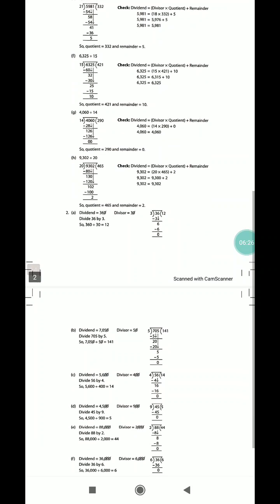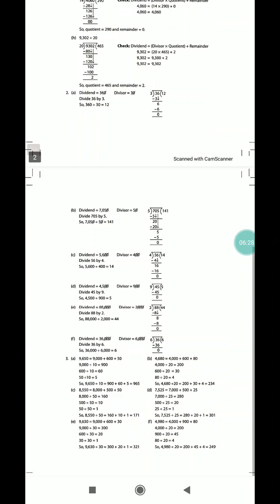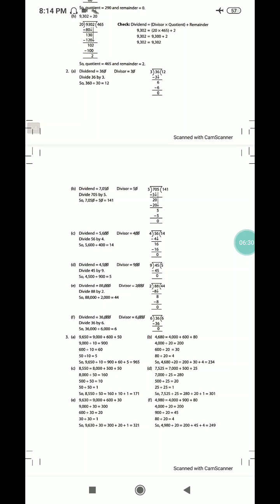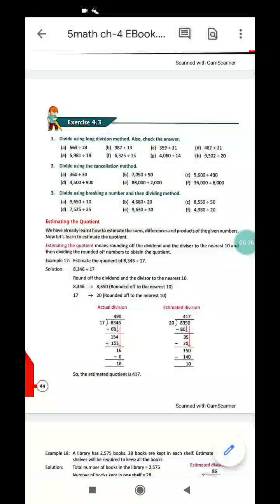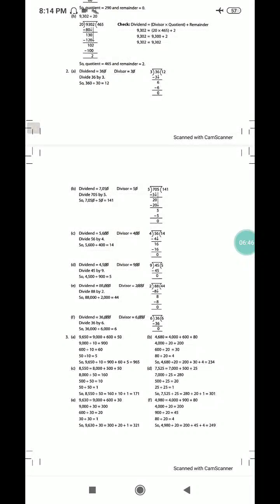Now we will do question number 2. Question number 2, what is it asking? Let us check. Question number 2 is asking divide using the cancellation method. So we have to use the cancellation method over here. So question number 2, we will do the cancellation method.